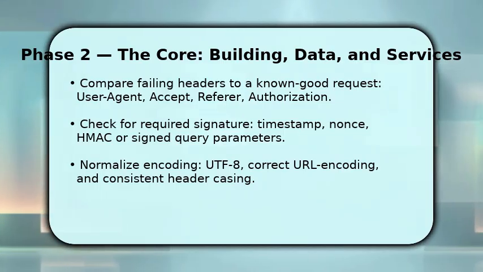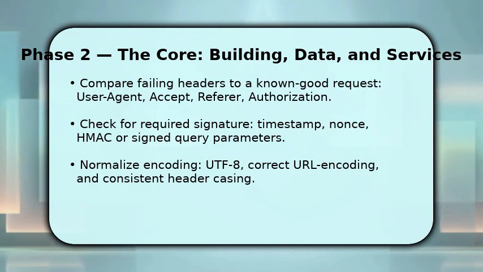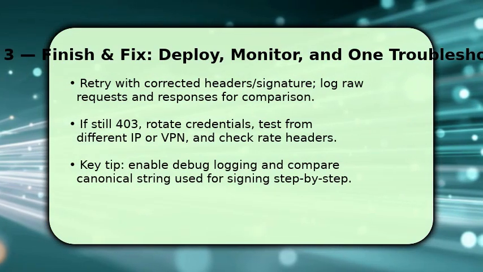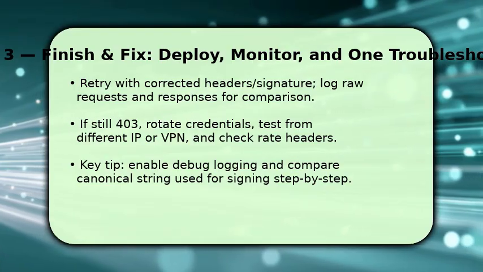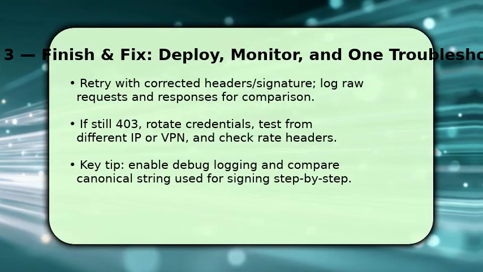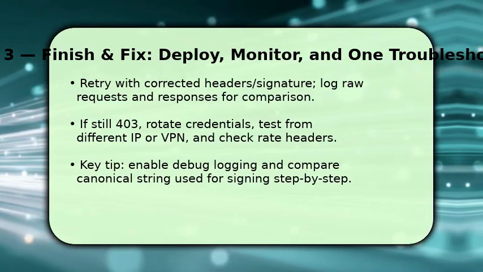Test repeatedly. Small differences in signature string construction are the usual culprit for permission denials. Finish by sending the corrected request and verifying success. You should log raw request and response pairs to confirm the authorization and signature match the server expectation.